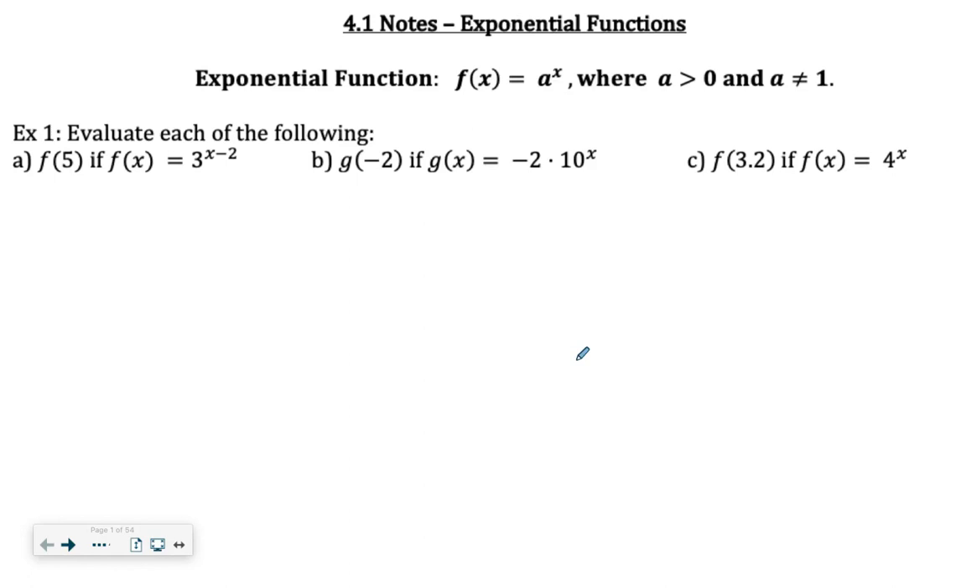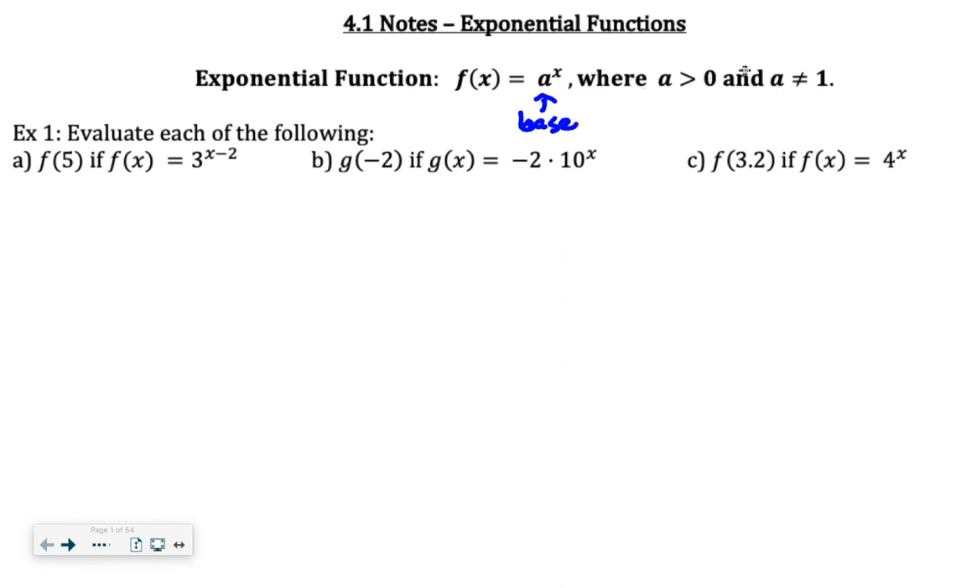All right, in 4.1, we are going to take a look at exponential functions. So first, our definition of an exponential function is just any function where a variable is in the exponent. So our basic standard exponential function is just some number raised to the x power. Now, the number is called the base, right? This is called the base.